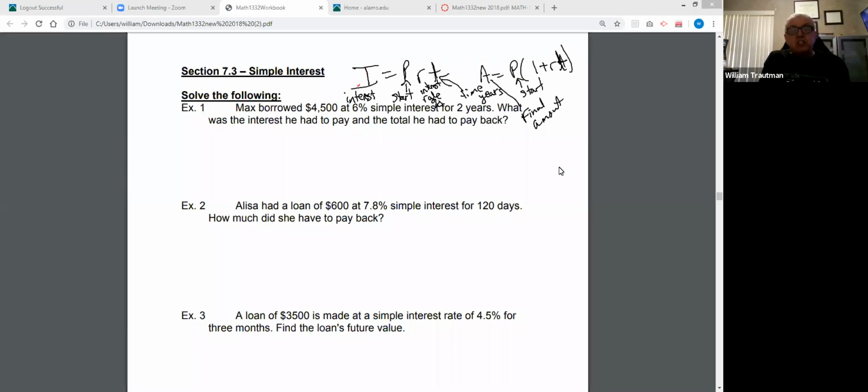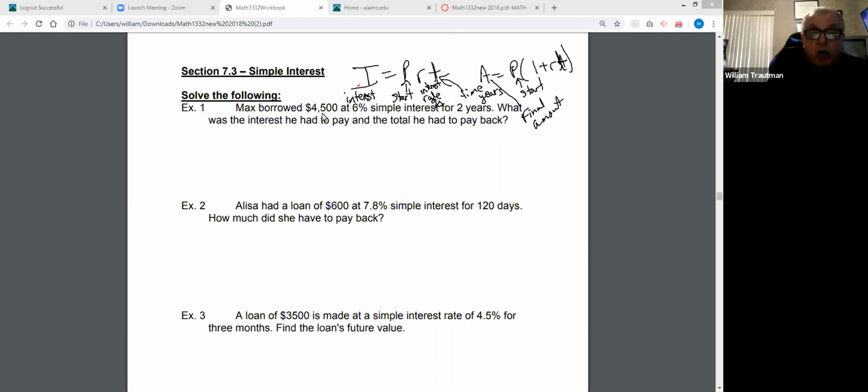All right. So this is section 7.3. The two formulas we're going to look at are I equals PRT: principal times rate times time equals the interest. And A is the final amount. You can call it the accumulated amount, which equals the principal, the starting amount, times 1 plus the interest rate times time. Time is always in years when we talk about time.